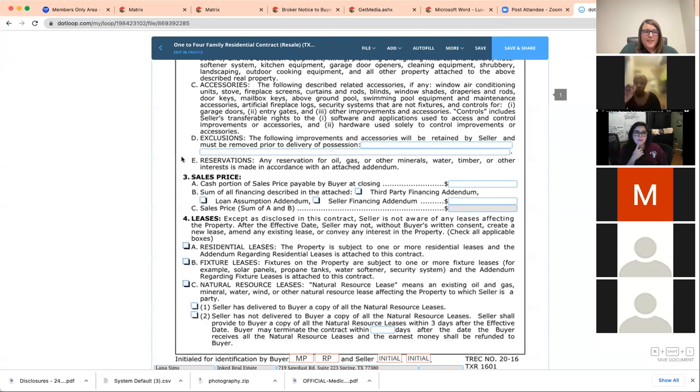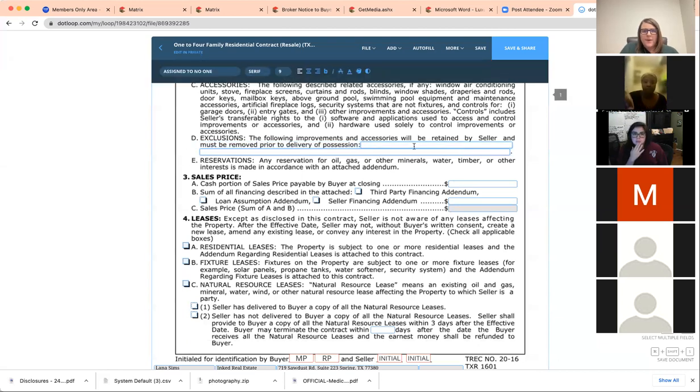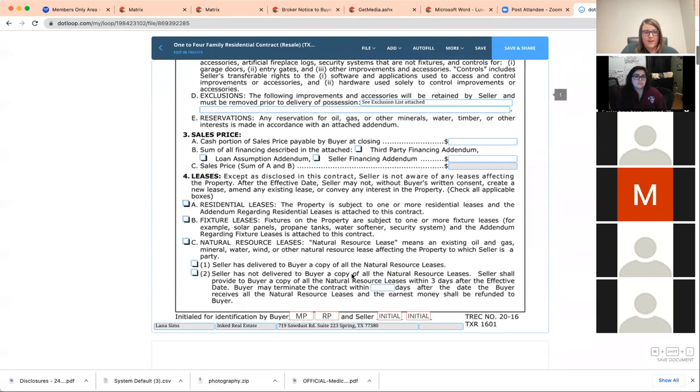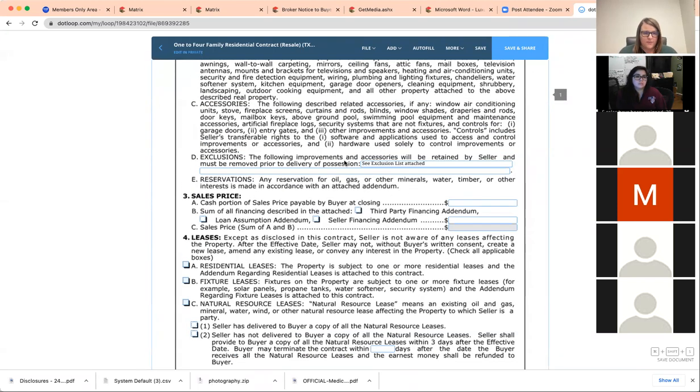But here in exclusions, D is where you would either write a single item or you could put "see exclusion list attached." So if you used our list, then you want to make it a part of the contract. And so you would then have both parties sign it and make sure it is signed and attached to the contract at the time of execution.